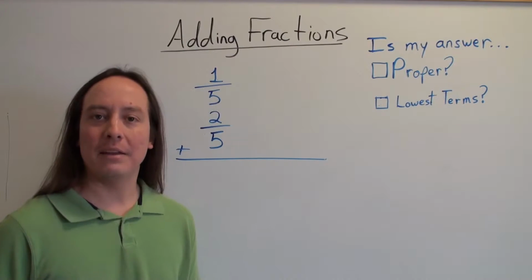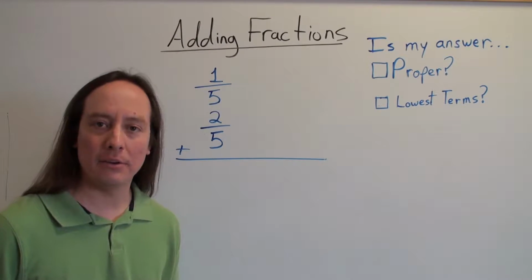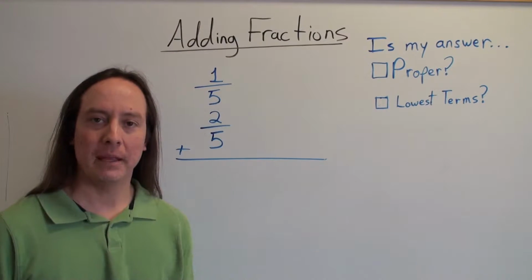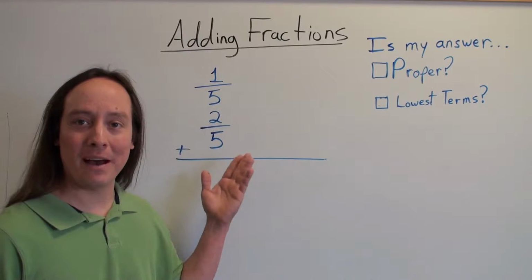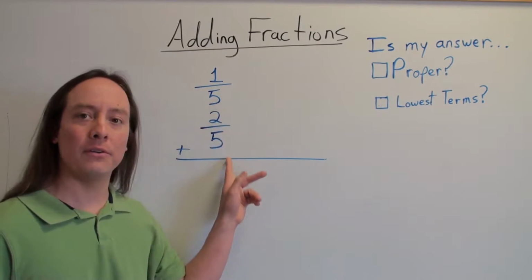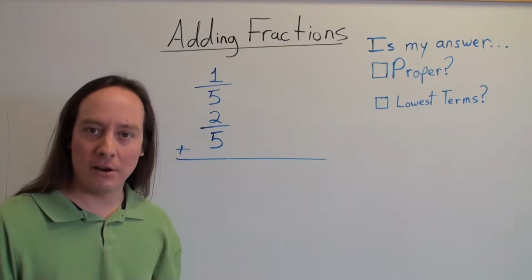Look at when we're adding fractions, the denominators. We've got to ask ourselves, are the denominators the same? And in this case, yeah, they're the same. They're both 5, right? We have 1/5 plus 2/5. So being that they're both fifths, our denominators are the same.